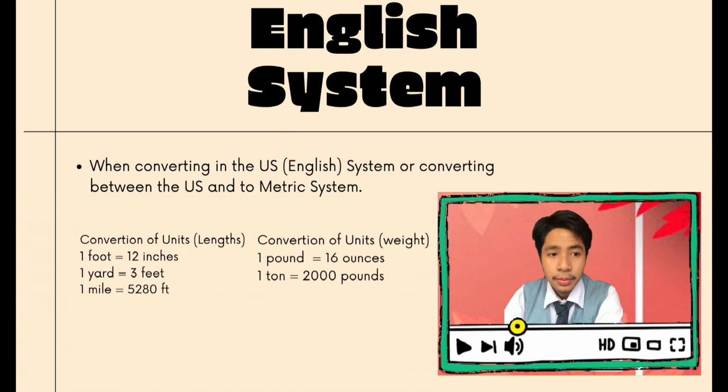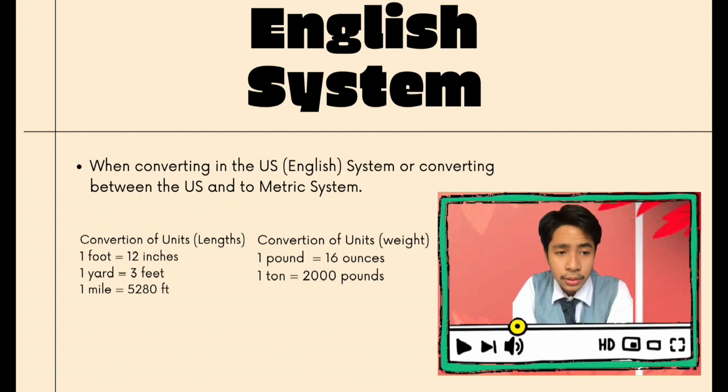So the next topic would be the English system. It is used when converting into the US English system or converting between the US system and the metric system. So here are the examples of the conversion. We can see 1 foot is equal to 12 inches, 1 yard is equal to 3 feet, and 1 mile is equal to 5,280 feet.